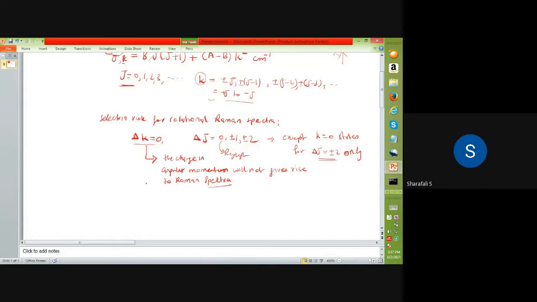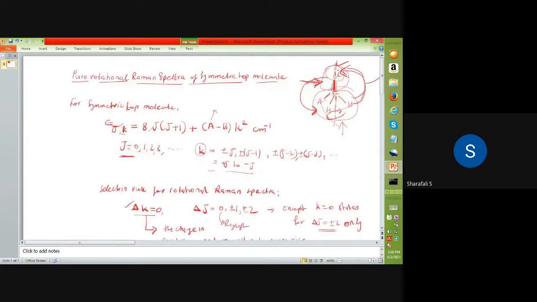That is the meaning of delta k equals 0. So the change in angular momentum will not give rise to Raman spectra, and this angular momentum is coming from the rotation of the molecule. So you can also say the change in rotation of molecule will not give rise to Raman spectra in this case, which means that k, what is this k? This k is coming from the quantum number which is corresponding to this rotation about this axis, central axis or top axis. So about the central axis, we have that rotation, and because of that rotation, we are getting some kind of moment of inertia and all those things.